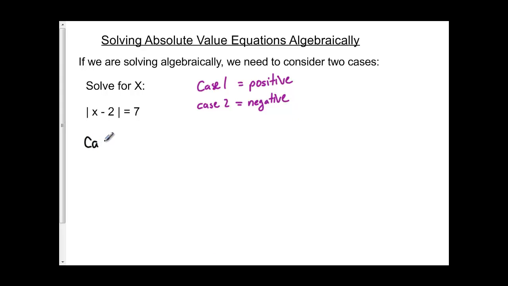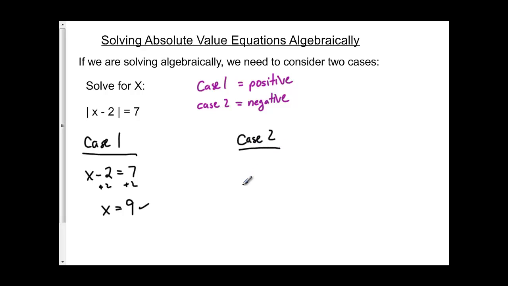So when I calculate case 1, what I do is I leave the function as it is. I just get rid of the absolute value. So I get x minus 2 equals 7. To solve for this, I'm going to add 2 to both sides, and I get x equals 9. Now substituting this back into my equation, 9 minus 2 equals 7. So case 1 is true, so that is actually an answer.